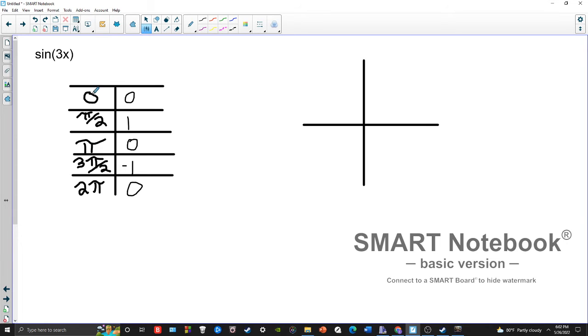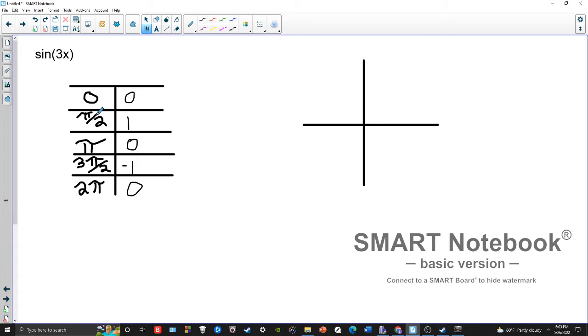So for example, for 0, I don't need to do anything. If x is 0, this is going to be sine of 3 times 0, which is just sine of 0, which we know is just 0. So this part doesn't change in this case, because 3 times 0 is still 0. I know that sine of 0 is still 0. Everything's all good there, or all Gucci, as the youngins might say, right?